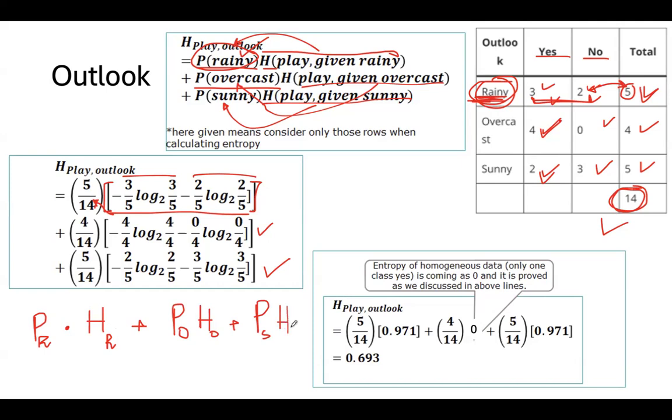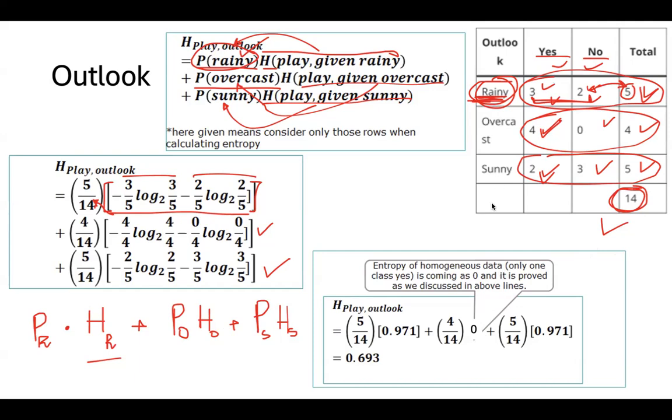And you already know how to calculate the entropy. The entropy of rain would be for yes and no, and for this you use this row. For sunny, you use this row. For overcast, you use this row. Right? So is this clear, Sanad and Amir?